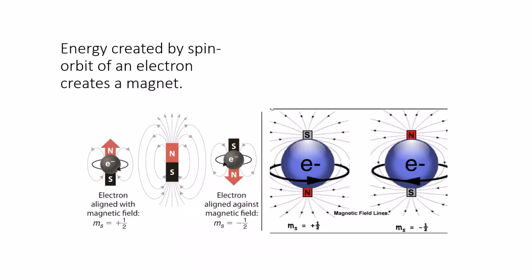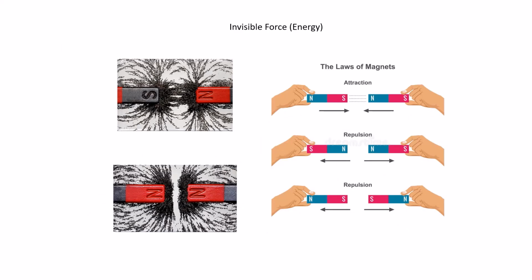Again, energy created by the spin of the electron in orbit creates a magnetic field for that electron, but that electron also spins around the main magnetic field. So we have spin-spin. Magnets always have a north and a south pole. If you break a magnet in half, you just have two smaller magnets with a north and a south pole.